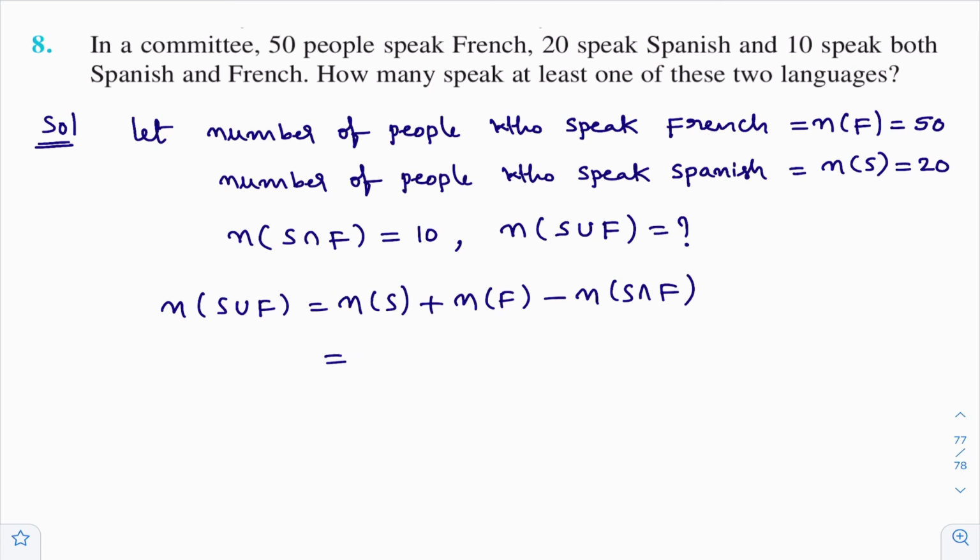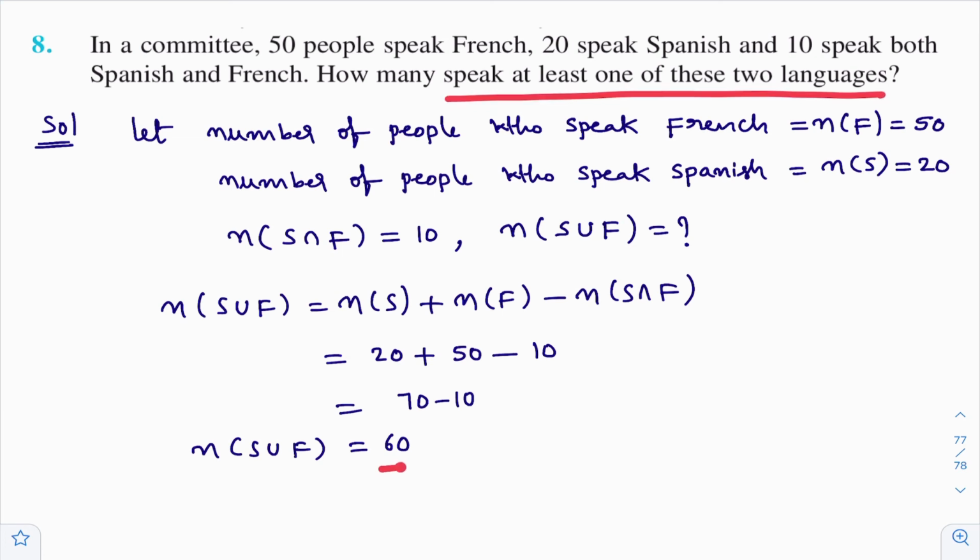N of S is what? N of S is 20. N of F is what? N of F is 50. Minus n of S intersection F, which is 10. So 50 plus 20, 70. 70 minus 10 is 60. N of S union F equal to 60. So the number of people who speak at least one of these two languages is 60. I hope you understand this exercise. In next class, we will do all the solutions of miscellaneous exercise.